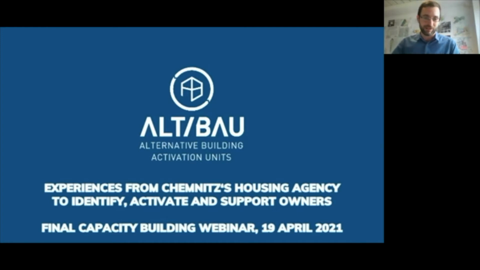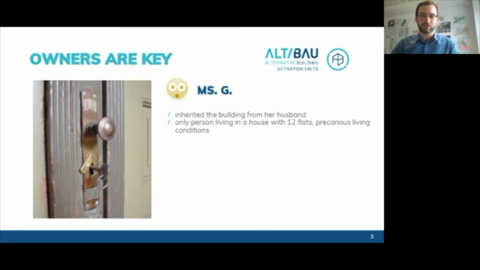So for the beginning, I'm going to introduce you to some characters that we've been working with. The first one would be Mrs. G. She inherited the building in the 1990s from her husband. And over time, more and more people moved out. So after all, she was the only person living in a house of 12 flats in precarious living conditions, not knowing what to do with that building and being kind of stuck in the situation.